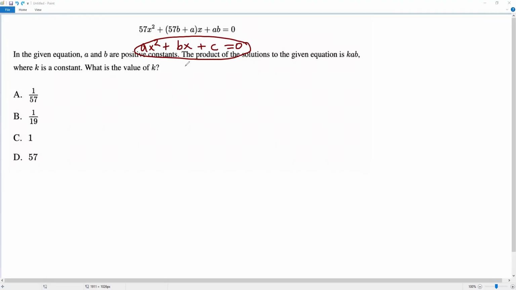When we have a quadratic equation in standard form like this one, there is a formula to get the product of the two solutions. The formula is c over a. That is, we have to divide the constant by the coefficient of x squared.